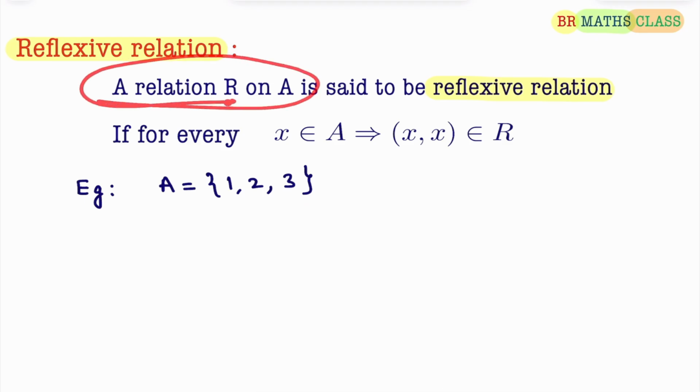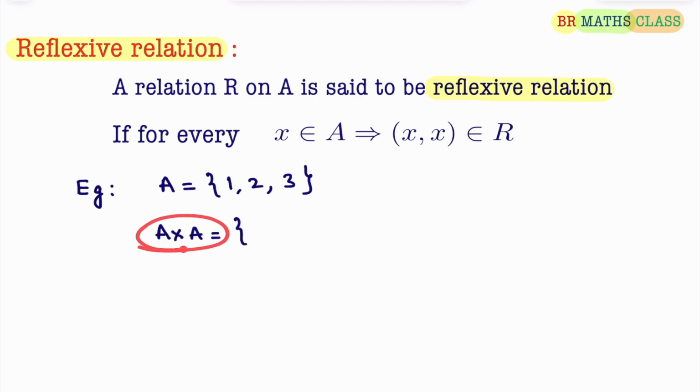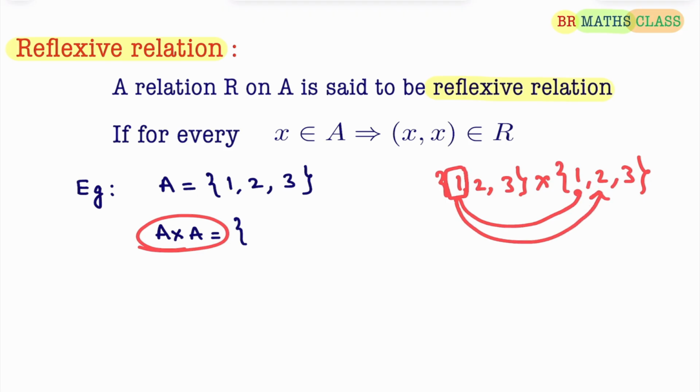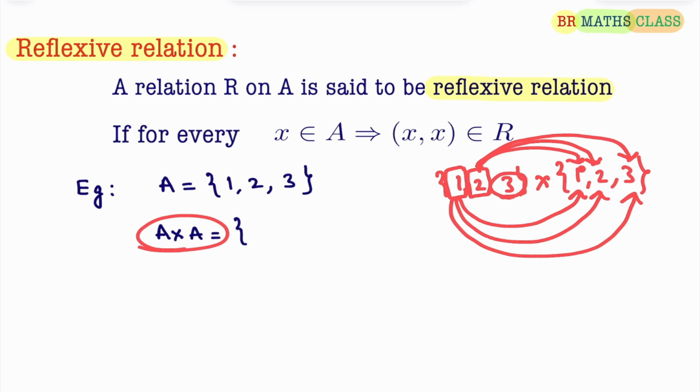R is a relation on A means R is a relation from A to A. When we say R is a relation from A to A, R is a subset of A cross A. So I want to write A cross A now. How will you write A cross A? See, first I'll take set A 1, 2, 3 cross, again set A 1, 2, 3. How will you pair? You take one element in the first set, you pair with all the elements in the other set, like 1 comma 1, 1 comma 2, 1 comma 3. After that you take 2: 2 comma 1, 2 comma 2, 2 comma 3. Similarly 3 comma 1, 3 comma 2, 3 comma 3. You know that is A cross A.